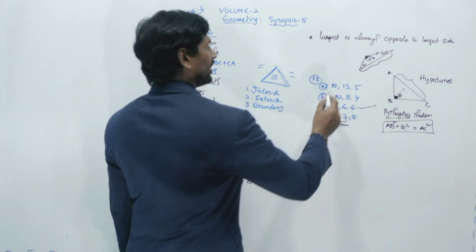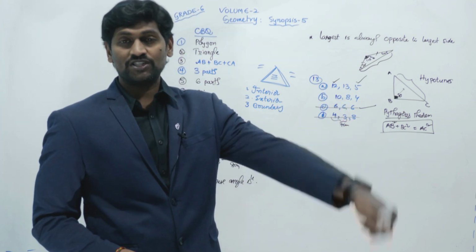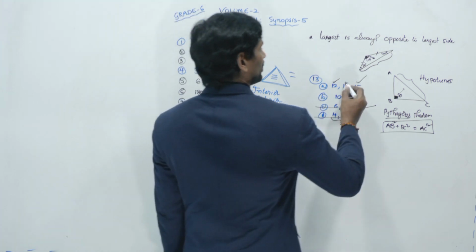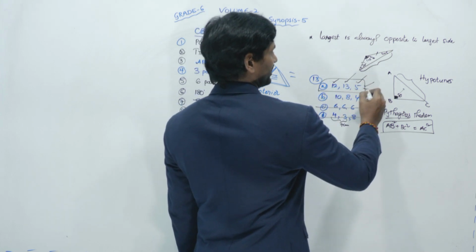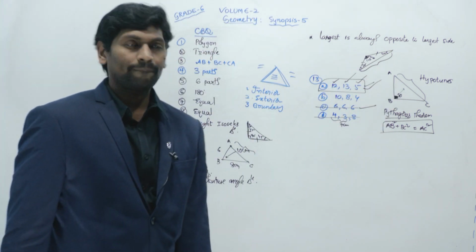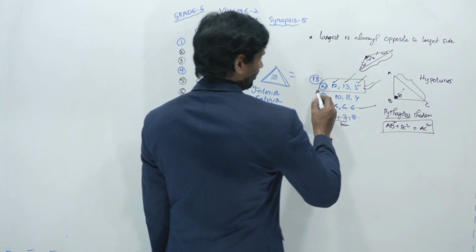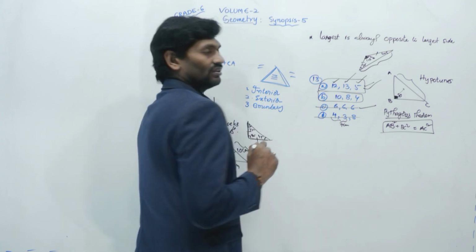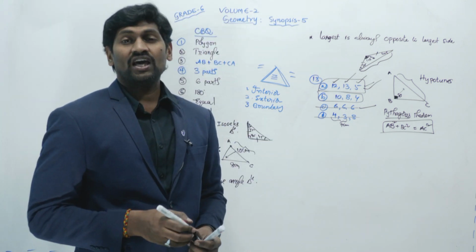Now 12 square plus 5 square, 144 plus 25, 169. So 169 is nothing but 13 square. So the measurements indicate a right angle triangle. Now here 10, 8, 4 we cannot make a triangle with a right angle.